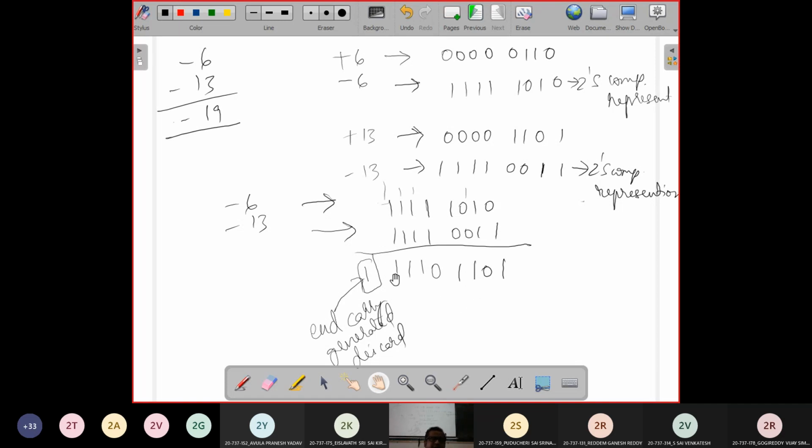The actual answer is the negative of this number. Do you agree? Yes, sir. So what will be the answer for this? Take the 2's complement of this. The 2's complement will be 1, 1, 0, 0, 1, 0, 0, 0, right? Negative of this value. And what is this value? Negative of this value.